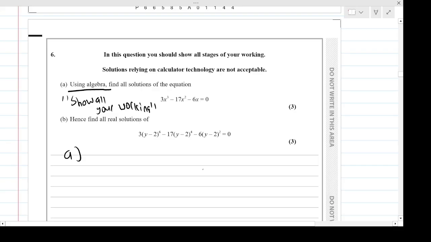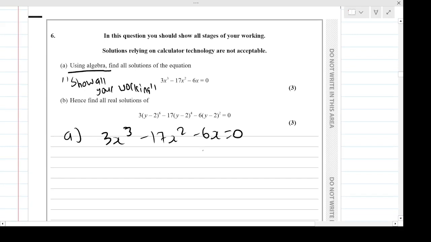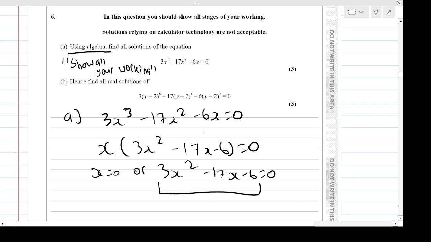Okay, so we need to find all the solutions to 3x cubed, take away 17x squared, take away 6x equals 0. So the first thing to notice is that x is a common factor. So x of 3x squared, take away 17x, take away 6 equals 0. So that means if I set each factor to 0, either x is 0 or this quadratic factor equals 0. Well, obviously we know x is 0, cool, but now we need to solve this quadratic.